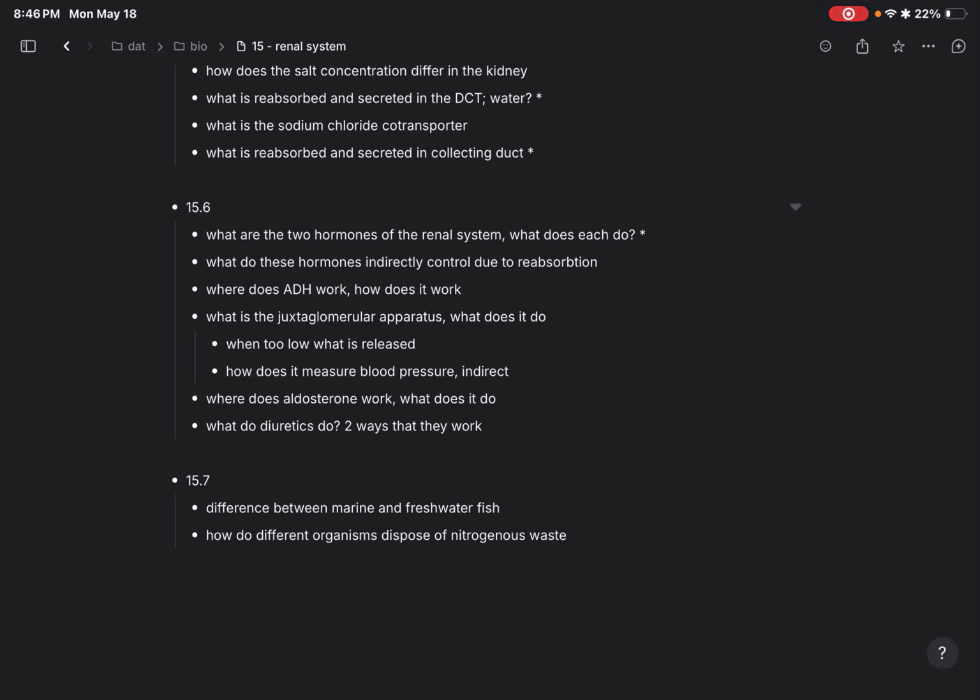What do diuretics do? Diuretics make you want to pee more. They don't do reabsorption that much. So two ways that they work: they will block the co-transport, I believe. They'll be like, you don't need to reabsorb water, and more water will be staying in. So they're going to diminish sodium reabsorption, and they're also going to block ADH receptors.